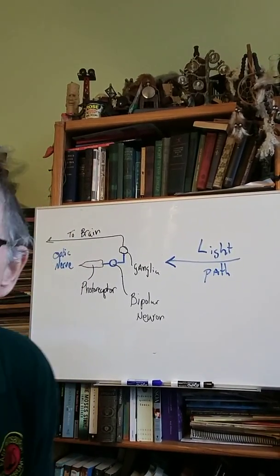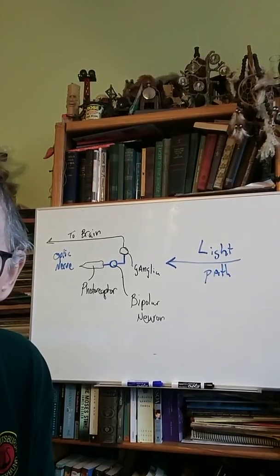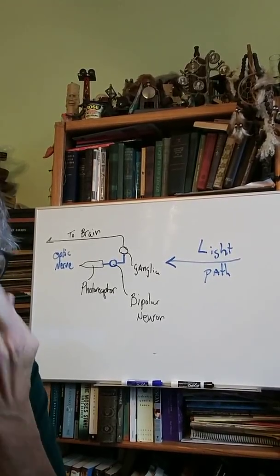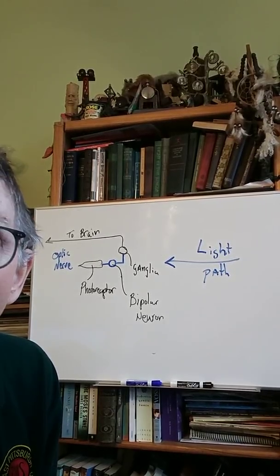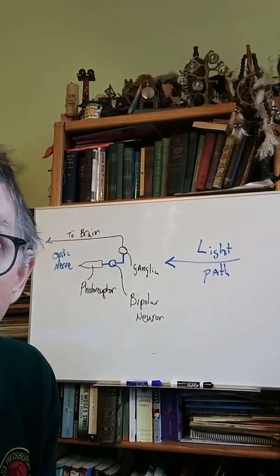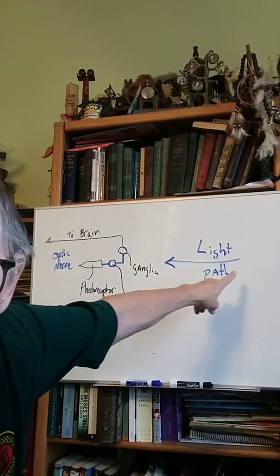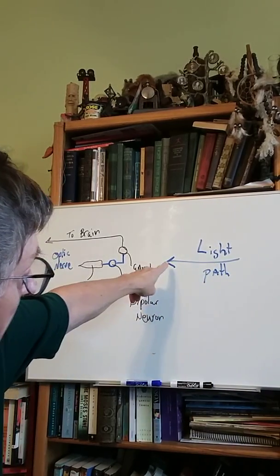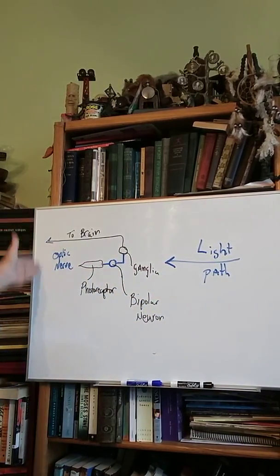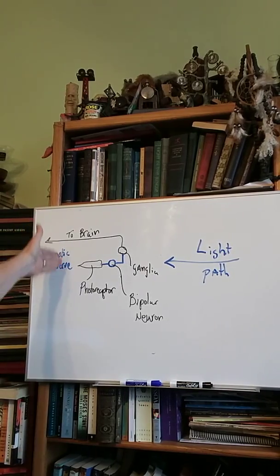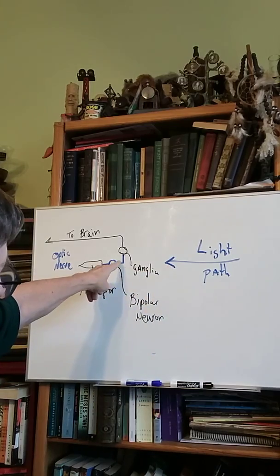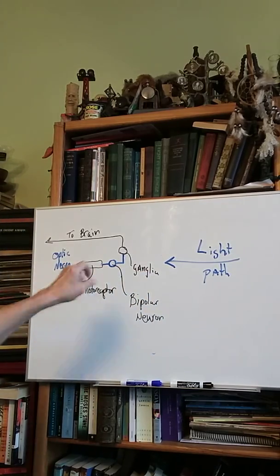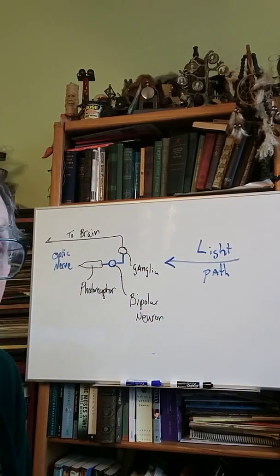All right. So what I've drawn on the board, I've changed the picture on my board to represent what you see with a cross section through the retina. And up here you notice we have the light path. The light path is coming, and this is the back of the eye over here. And you notice that the light has to go past the ganglia, the bipolar neuron, and finally to the photoreceptor.